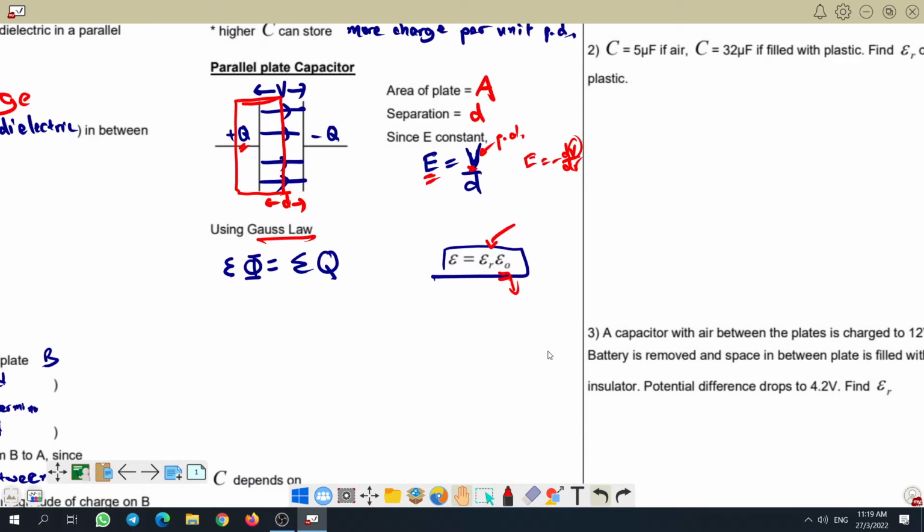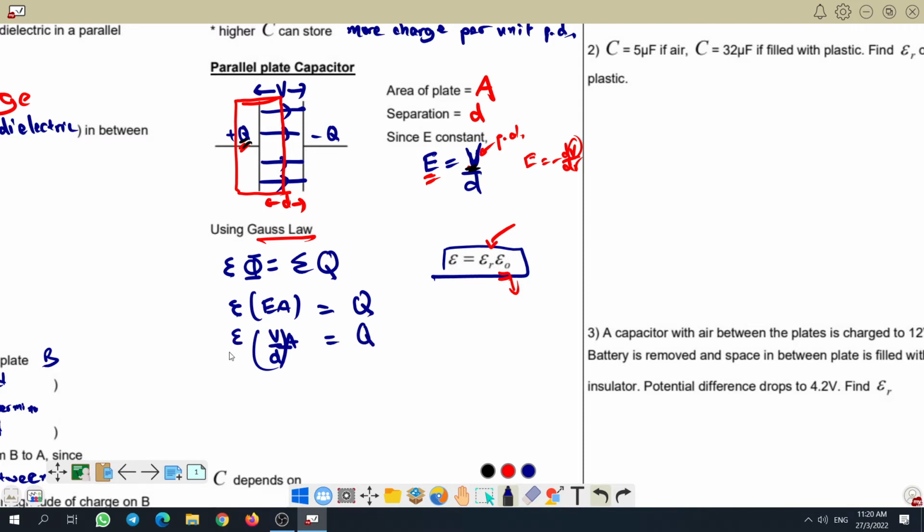Okay, so what should we do? Epsilon, what is flux? E multiplied with A, because we choose a surface always perpendicular and E is always constant at the surface, and the charge is positive Q. What are we trying to do? We are not looking for E. We are trying to relate V with Q and C, capacitance, right? So E changes to V per D, good. Q we leave as it is.